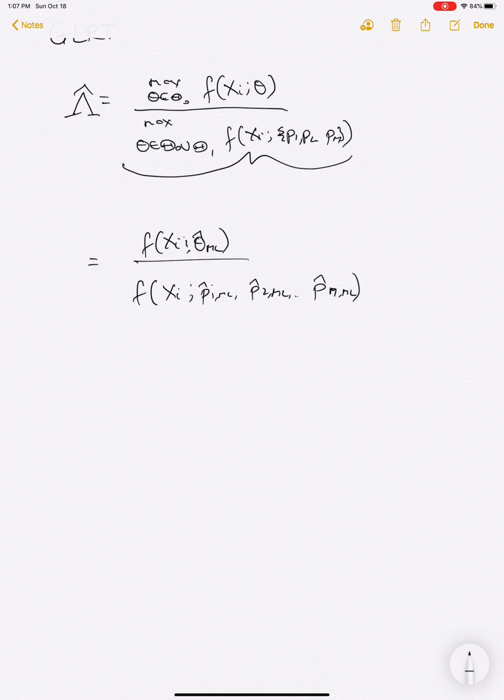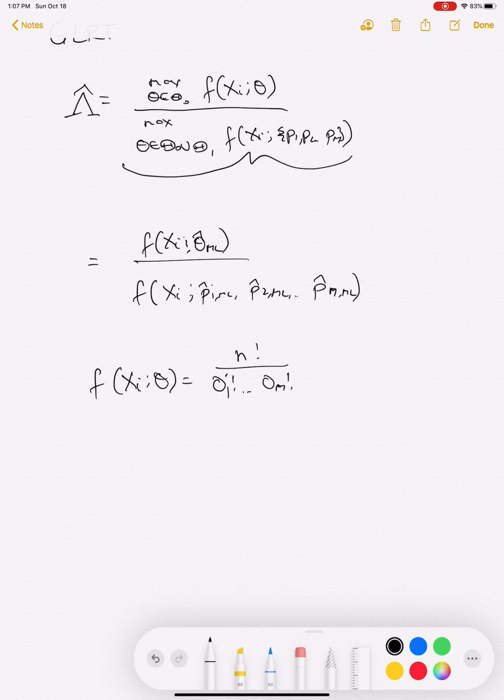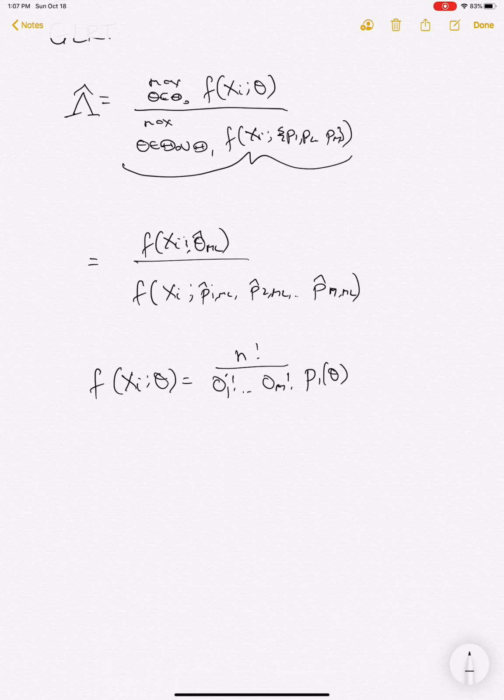So remember that f of x; theta is equal to n factorial over O1 factorial up to OM factorial, and then P1 of theta to the power of O1 up to PM of theta to the OM, and these are functions of theta. I'll be almost done and we'll finish this with an example in the next lecture.